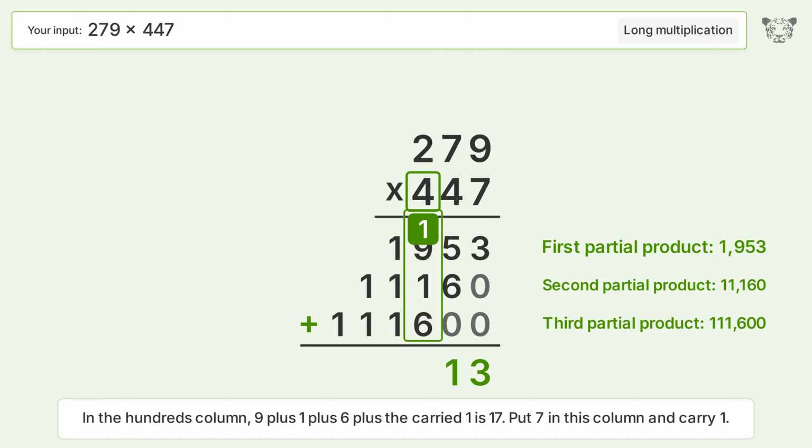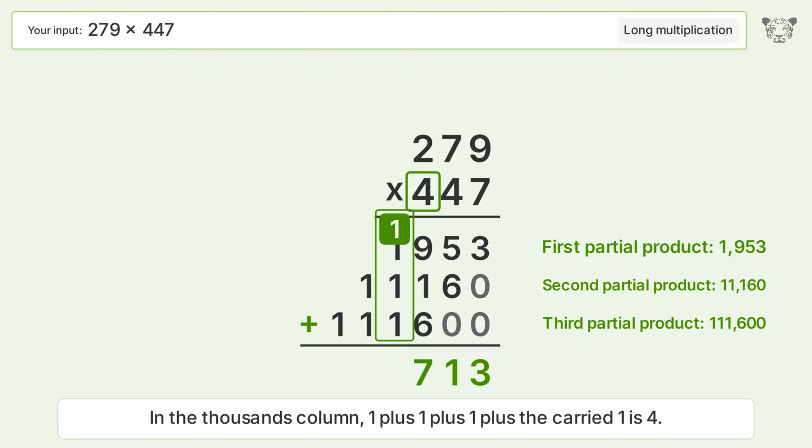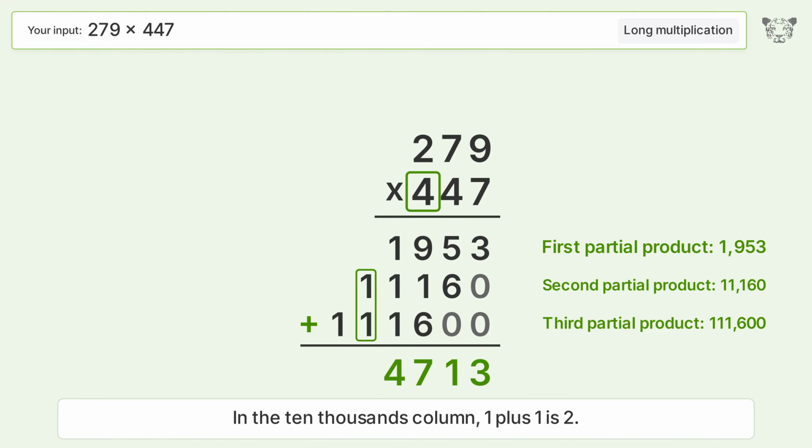In the hundreds column, 9 plus 1 plus 6 plus the carried 1 is 17. Put 7 in this column and carry 1. In the thousands column, 1 plus 1 plus 1 plus the carried 1 is 4. In the 10,000s column, 1 plus 1 is 2.